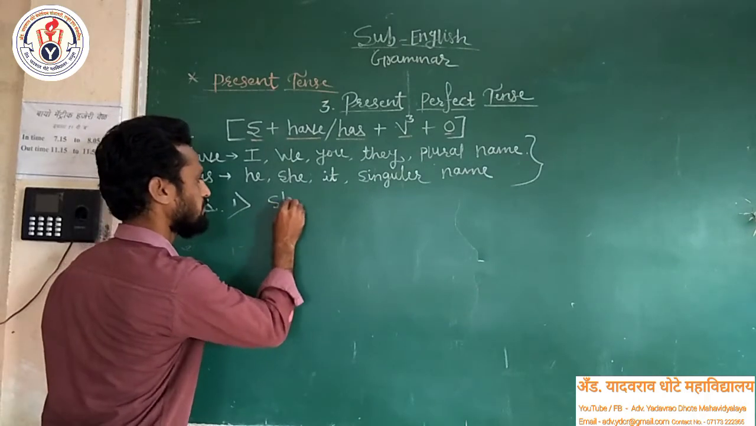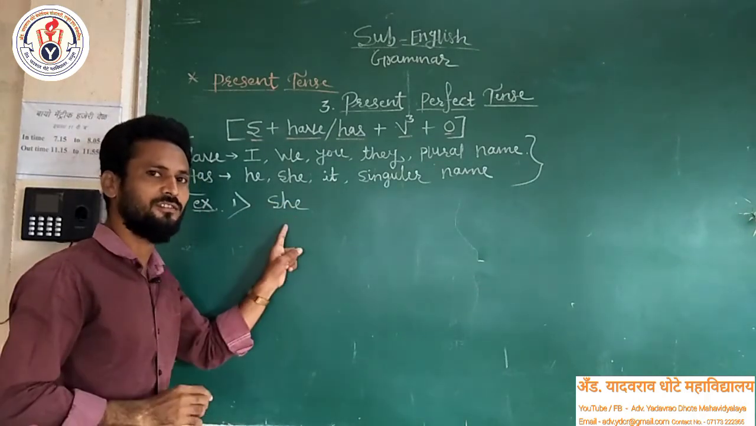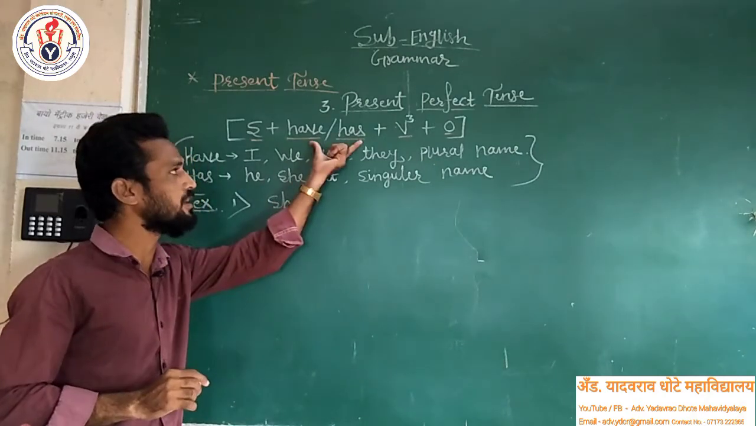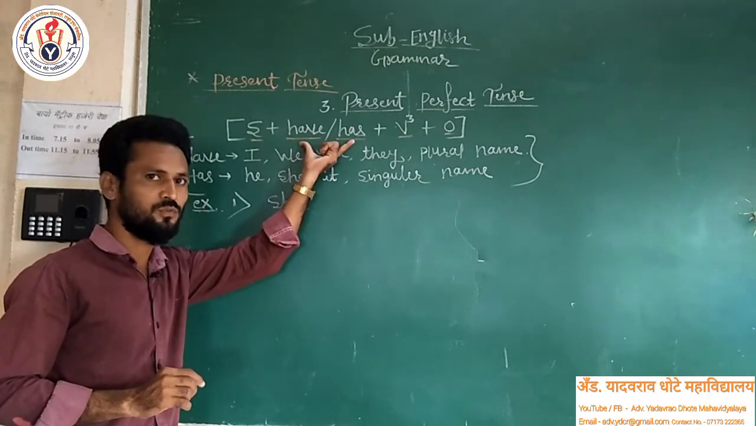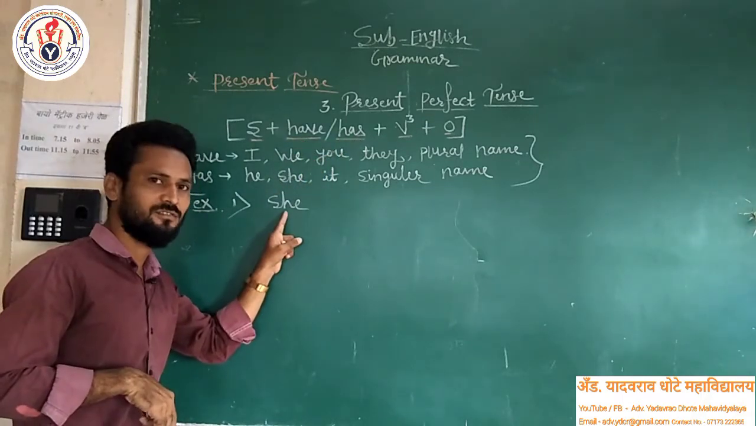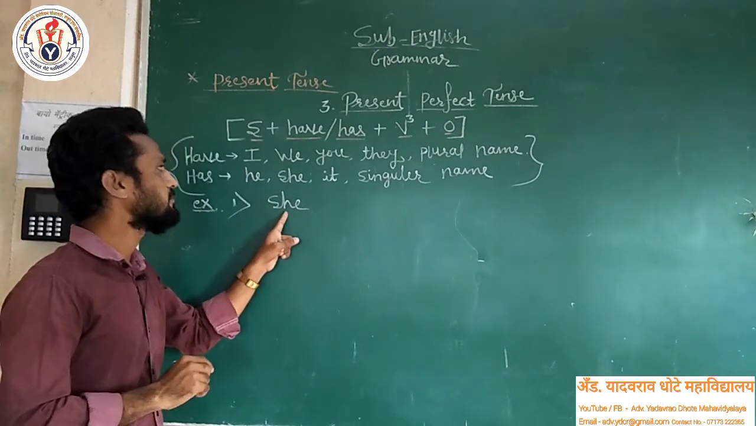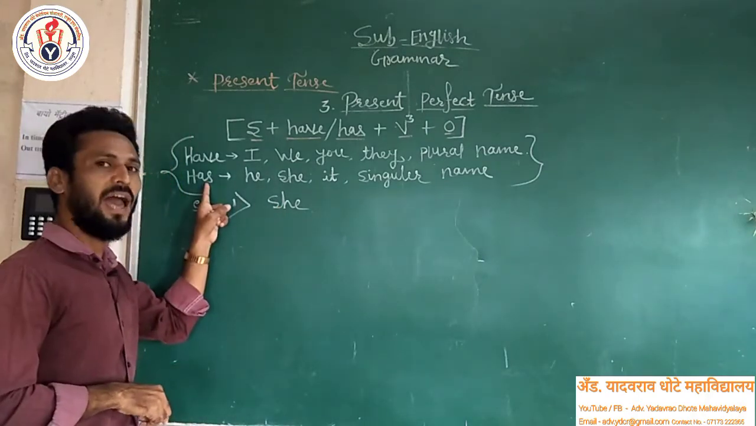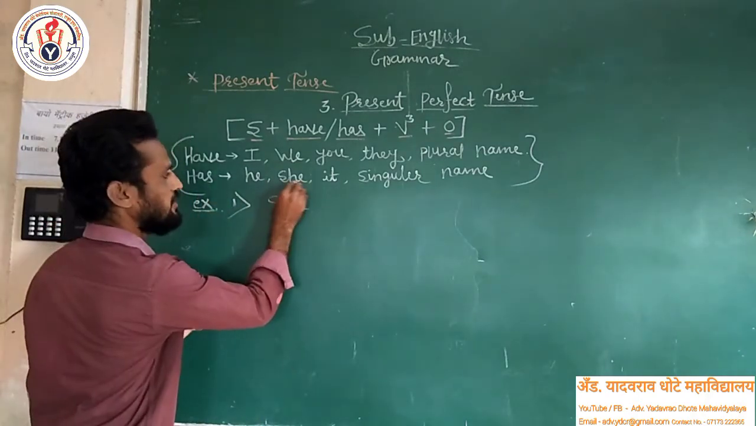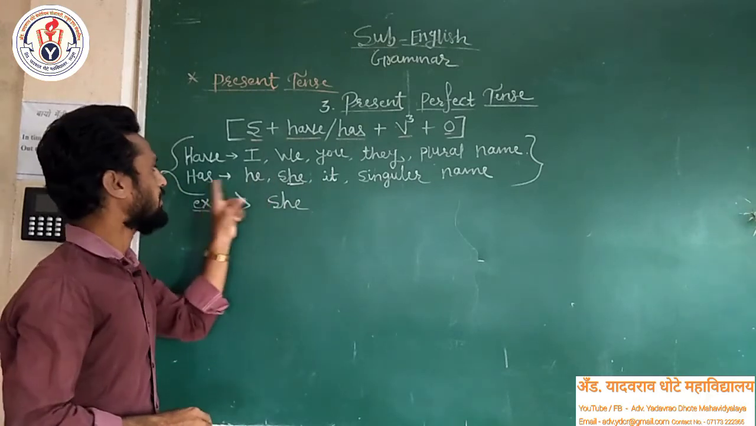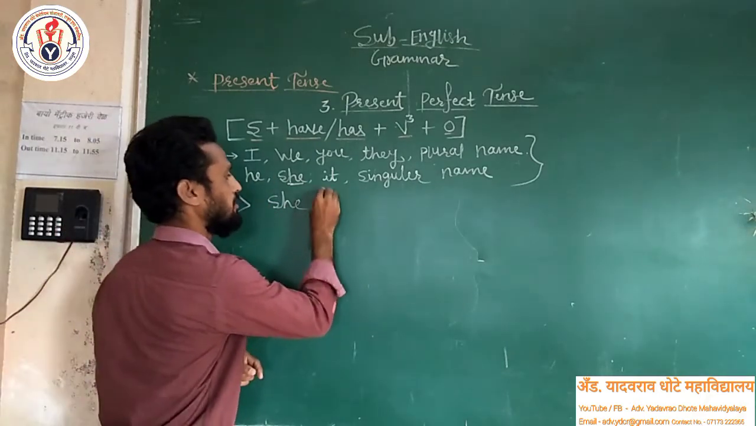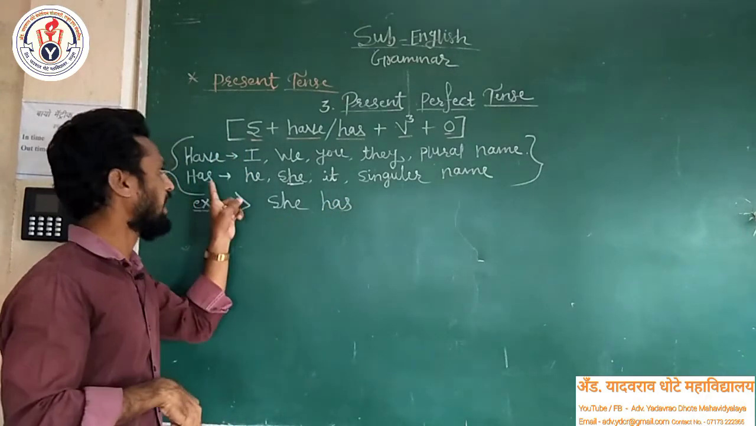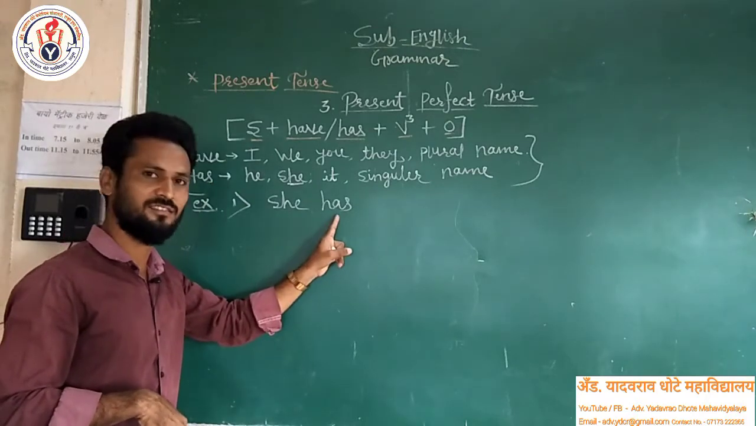First of all, the subject that I have taken here is she. Now you tell me, which to be out of the two will we use for the subject she? Yes, correct. The subject she will be written with the to be has, because there is she in front of has. That is why we will write has here. She has. She is a singular subject, that is why we will write the singular to be, has. She has.